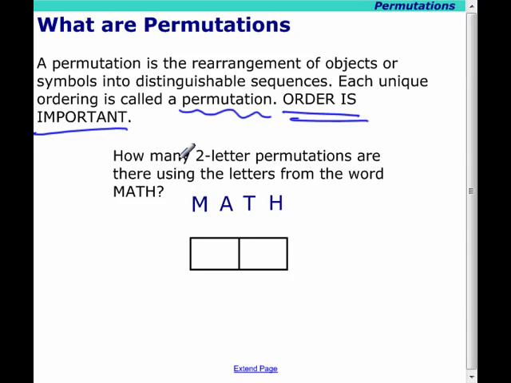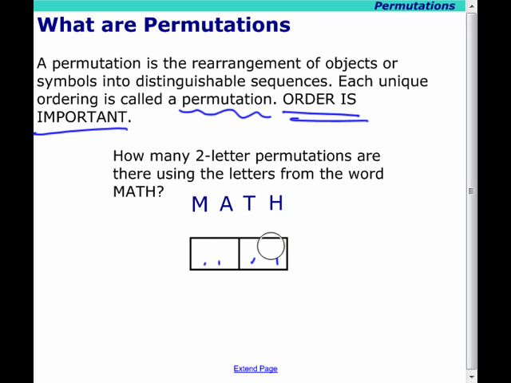So if I said how many 2-letter permutations are there using the letters from the word math, where you can't do repeats, well, I'd say I could put an M there and then an A there, and that would be one permutation. And if I did an A then an M, that would be a different permutation. Now, this might be an easy one, that I might be able to list all the ones that I know, and there might be 12 different ones. But it might be hard to determine exactly how many permutations there are.